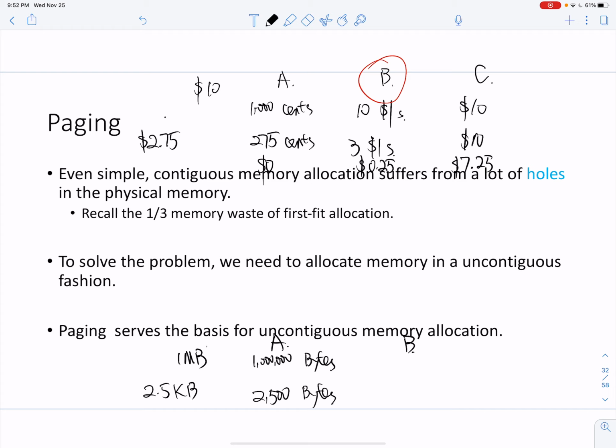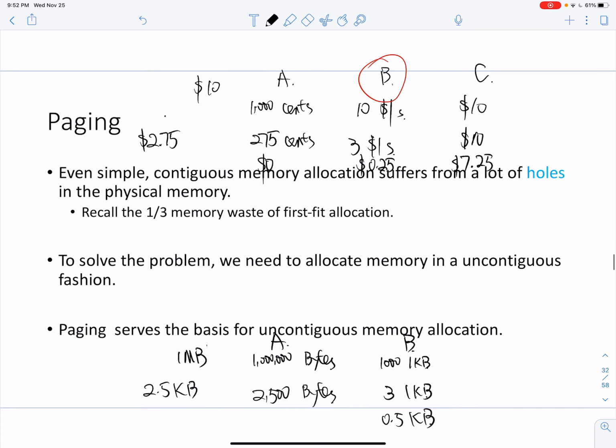A second strategy is that, because it's too hard for us to manage those 1 million bytes, let's do it in a different way. Let's say we have 1 kilobyte as the minimum bill that we carry, and we have 1,000 of them. If we want to allocate space for 2.5 kilobytes, then we use three 1-kilobyte units, and we have 0.5 kilobytes wasted.